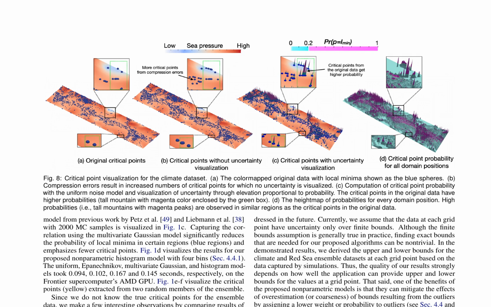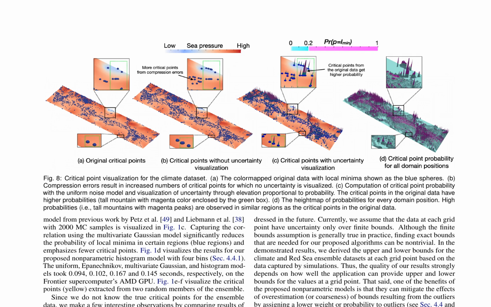A novel algorithm is presented for computing critical point probabilities in uncertain scalar field data, offering improved accuracy and performance over classical Monte Carlo sampling. By integrating this algorithm with the VTK-m library, acceleration is achieved through serial, AMD, and NVIDIA backends, making it accessible to a broad range of users.